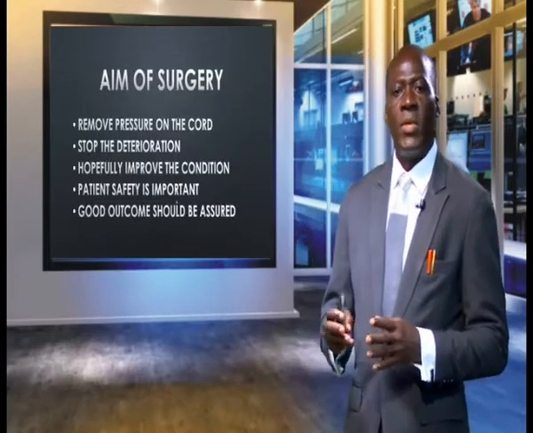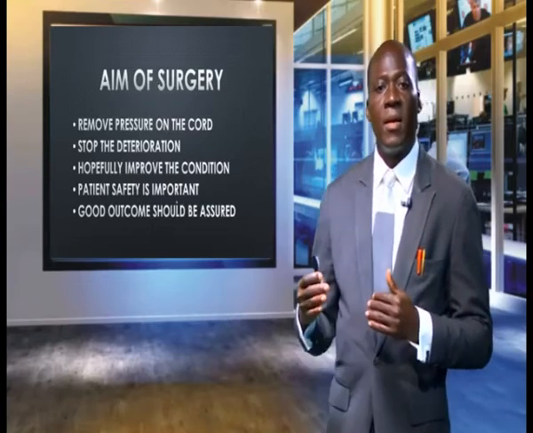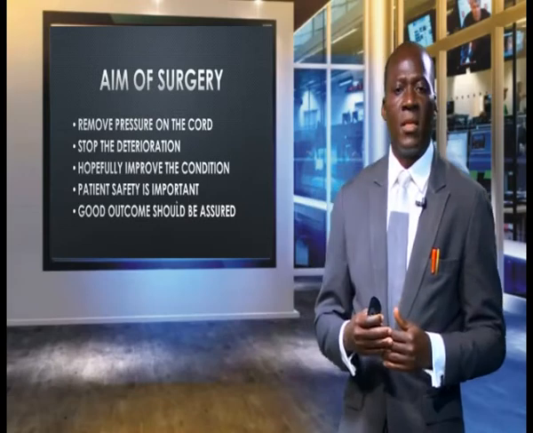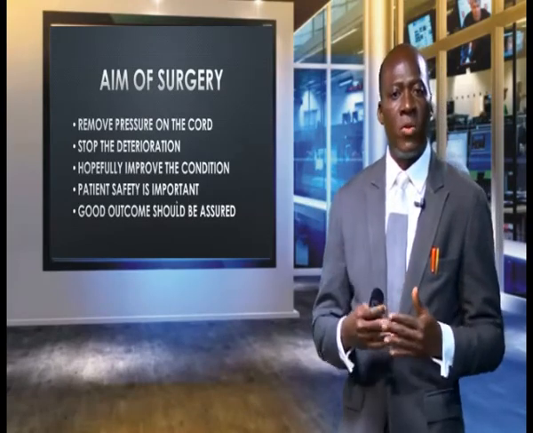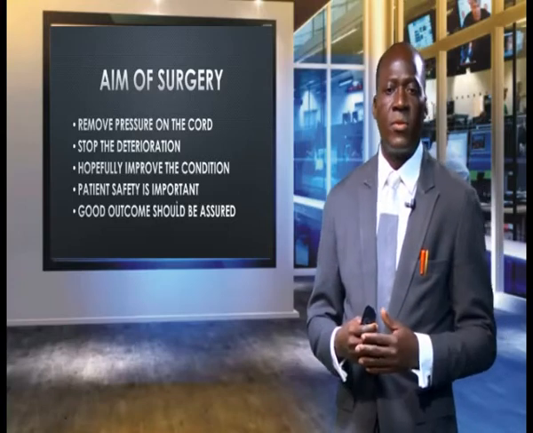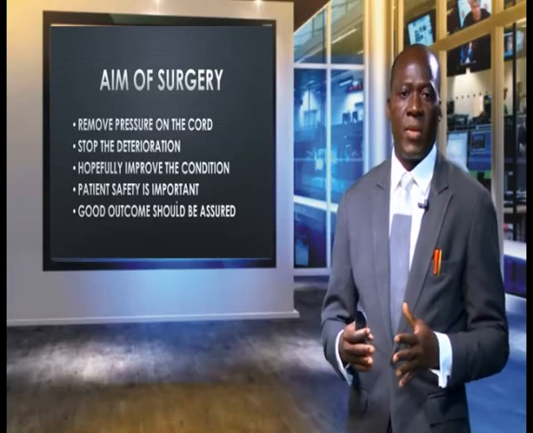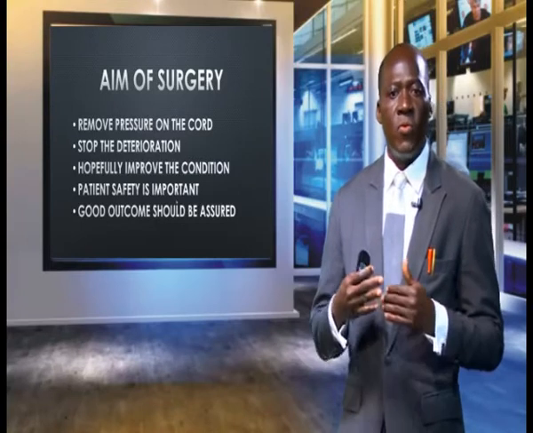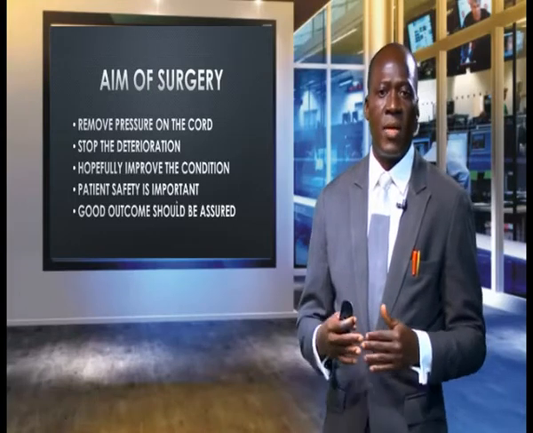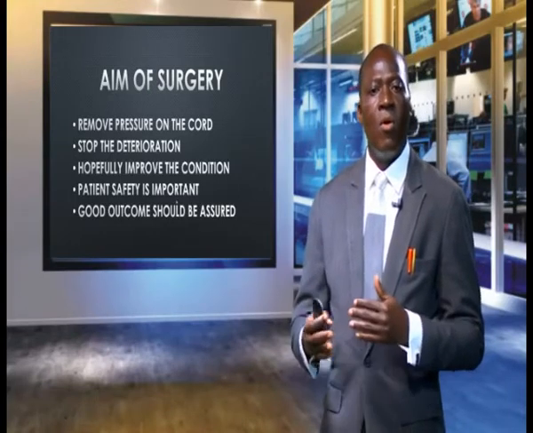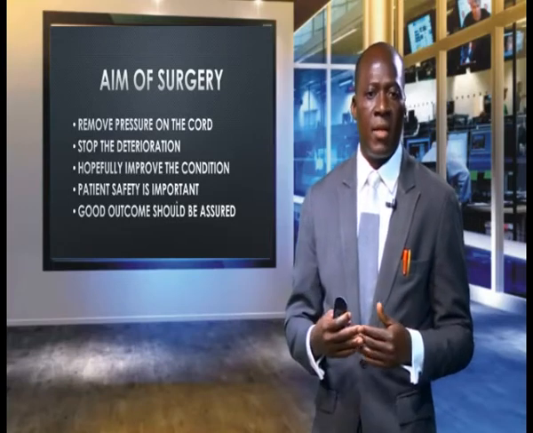So, when we see a patient like this that has the symptoms, that has the signs, and then the MRI scan shows that there is significant damage ongoing to the spinal cord, if it is moderate and severe, as in the cases that I've shown you, then we will advise surgical intervention. The aim of surgery being essentially to remove the pressure on the spinal cord. We need to stop the deterioration and damage going on to the spinal cord. Hopefully, this will improve the condition of the patient so that they can regain their lives again.